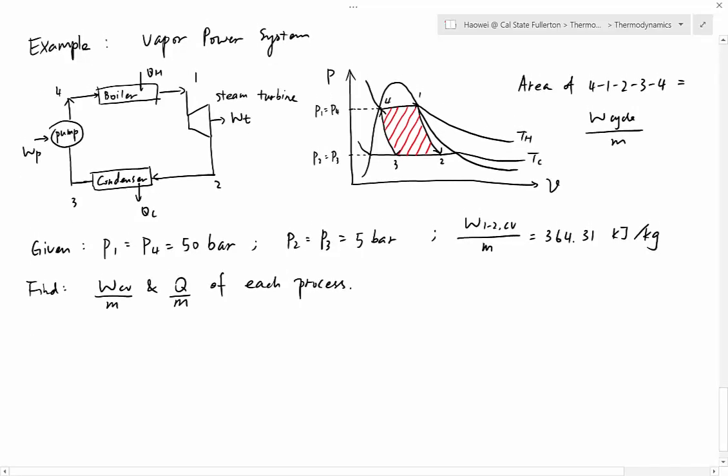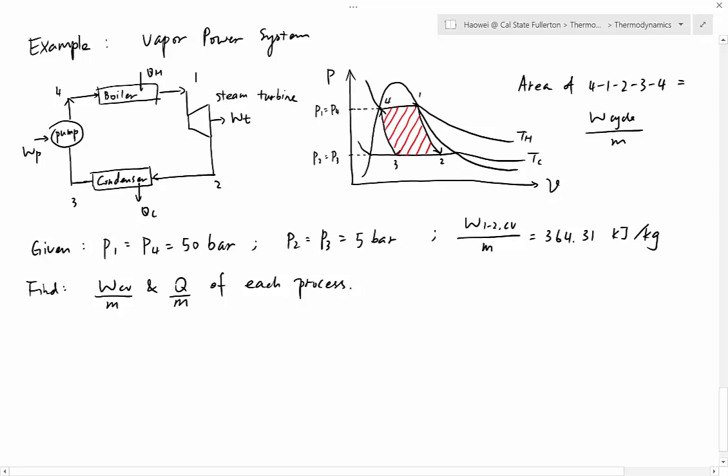Okay, so now let's do one example for vapor power system. The structure is still the same as before. A boiler where you gain heat QH, a steam turbine where you generate work WT, a condenser where you release heat QC, and a pump where you consume work WP. And then on the right hand side, that's the process on the P versus nu diagram. The area of the enclosure is still equal to W cycle per unit mass.